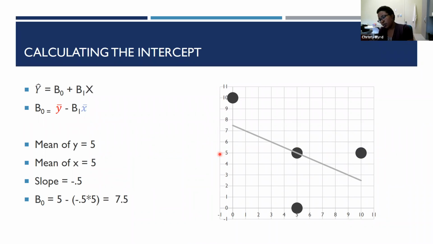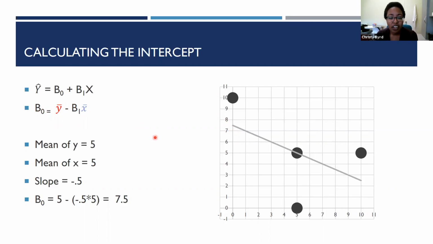All right, so we have our slope. Let's figure out where the intercept is. We can change around our formula a little bit, substitute in our means, and we're going to get a 7.5. You can also see that on the chart if you look at it. It crosses the y-axis at 7.5, right there. But here's the formula for it: the mean of y minus the slope times the mean of x.